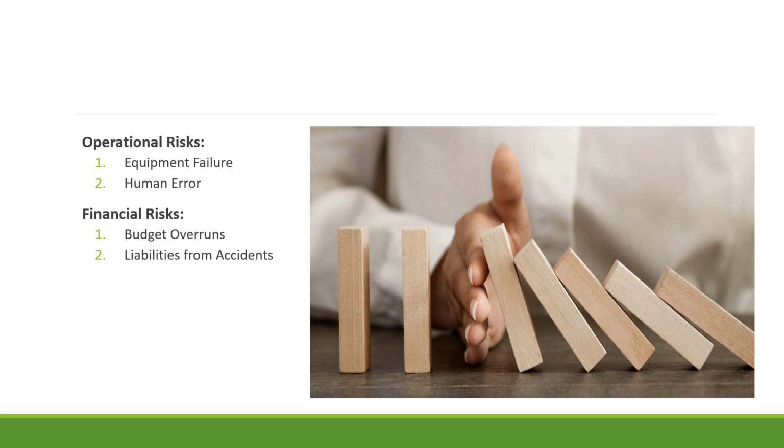Financial risks. Now, budget overruns, liabilities from accidents, and others. These are aspects of financial risks associated with facility management. For budget overruns, implement strict budget management, regular financing monitoring, and audit processes. Liabilities from accidents. Have appropriate insurance coverage, conduct regular safety audits, and maintain a safe environment.